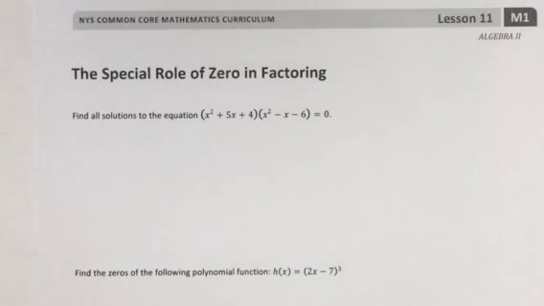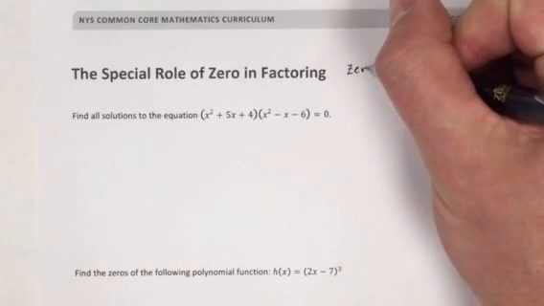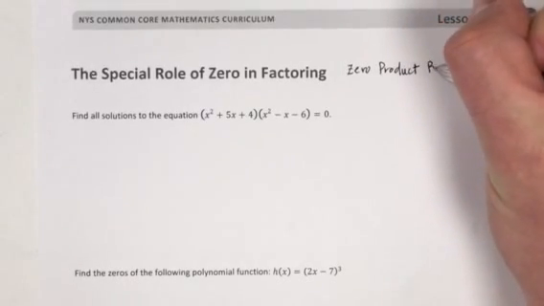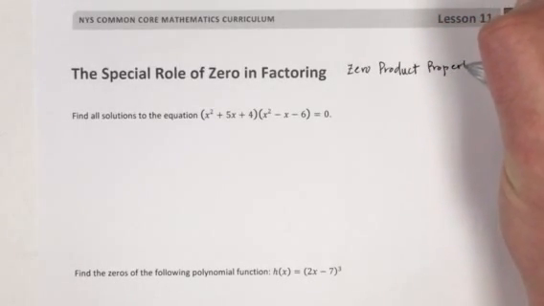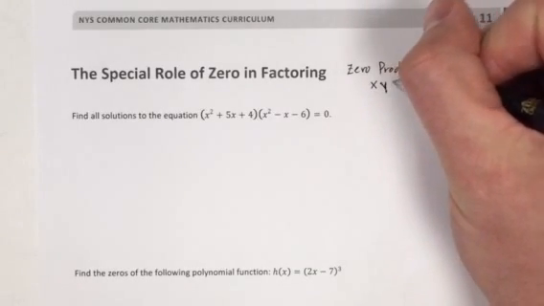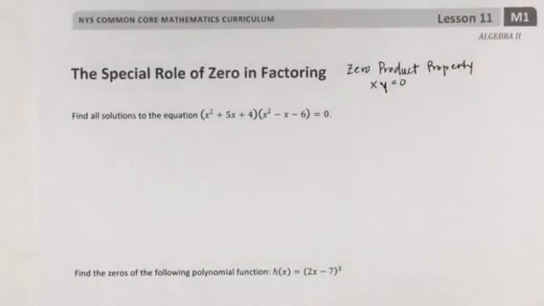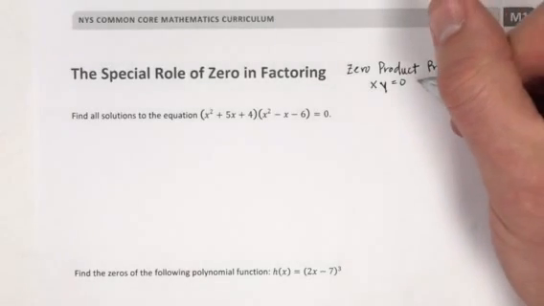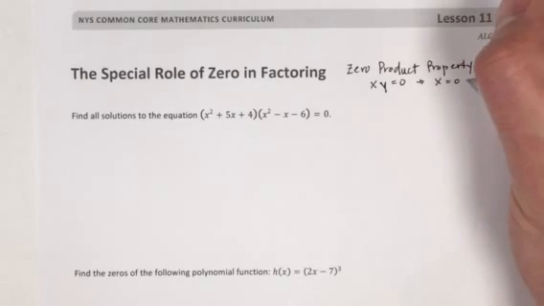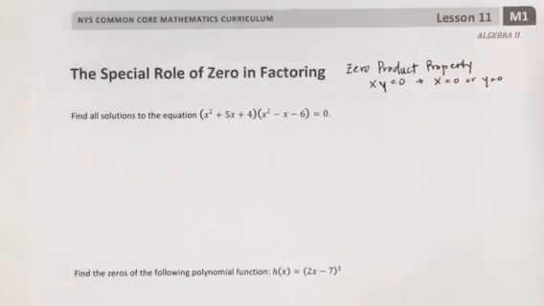Okay, today we're going to continue our discussion about the special role of zero in factoring. Last video we talked a lot about the zero product property, and how if we have a product, let's just say x times y, and we have a product of zero when we multiply those two numbers, we know that either x or y must be equal to zero.